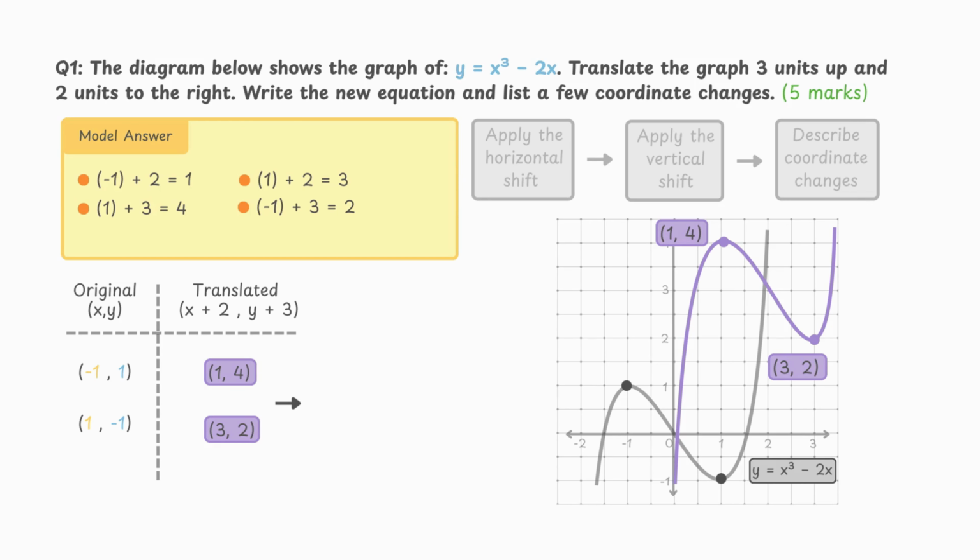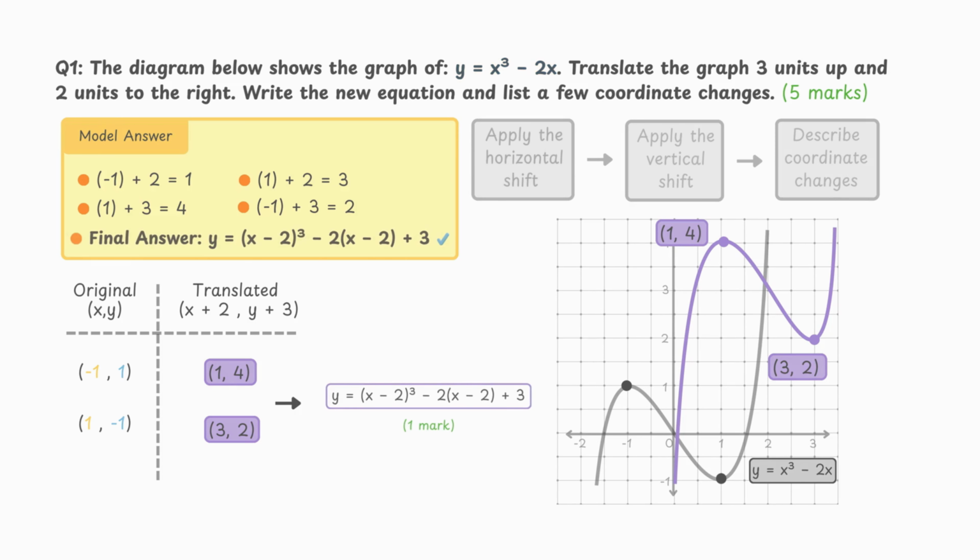Now let's write the final translated equation. The original equation is y equals x cubed minus 2x. To translate a graph 2 units to the right, we replace x with x minus 2. Then, because the graph moves 3 units upward, we add positive 3 outside the equation. So the final translated equation becomes y equals (x minus 2) cubed minus 2(x minus 2) plus 3. This earns 1 mark for writing the correct translated equation.